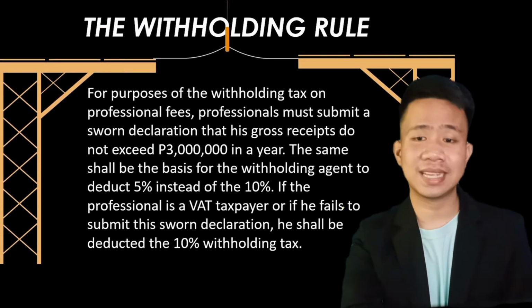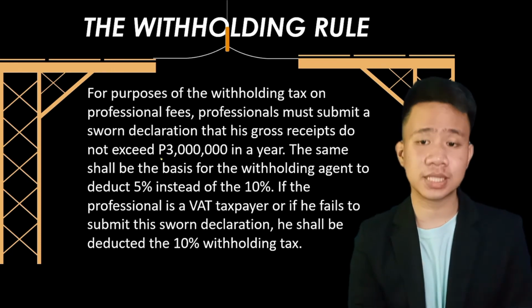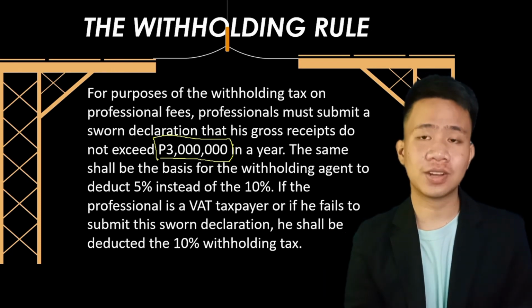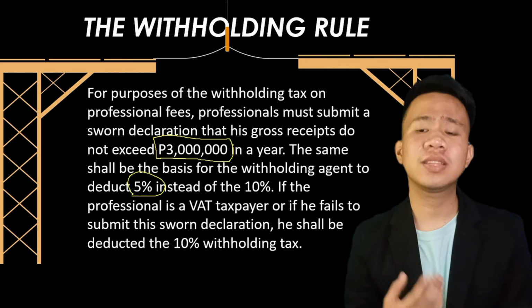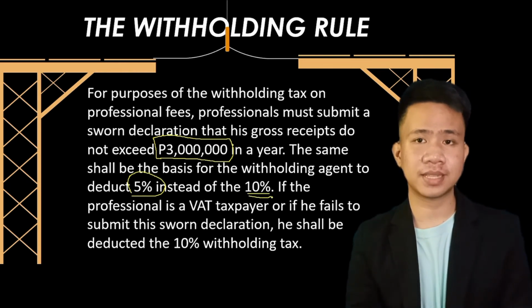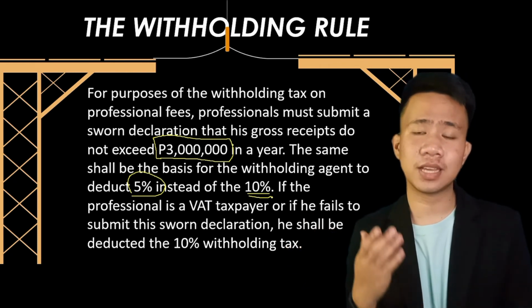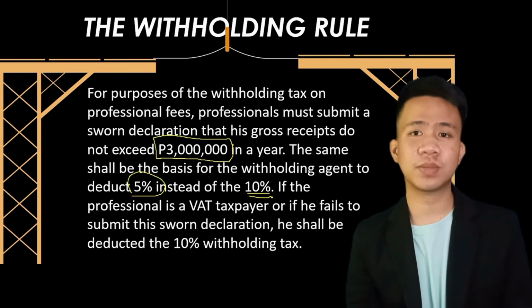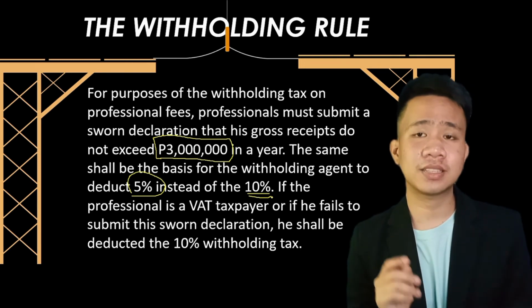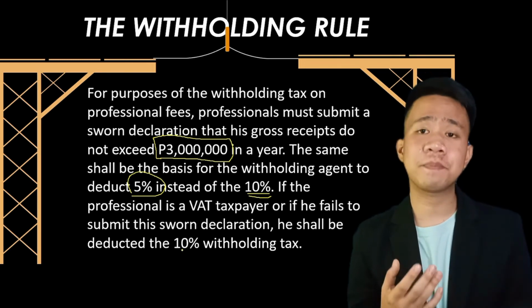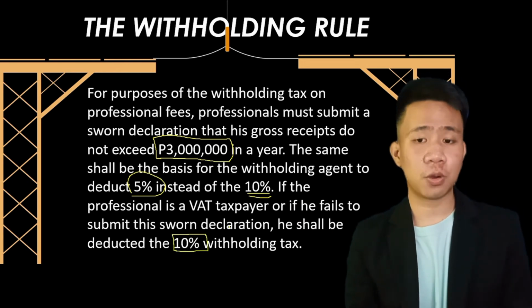So for the purposes of withholding tax on professional fees, professionals must submit a sworn declaration that their gross receipts do not exceed 3 million pesos in a year. The same shall be the basis for the withholding tax agent to deduct 5% instead of 10%. So if you present a sworn declaration that your gross income does not exceed 3 million pesos in a year, instead of 10% deduction, the deduction will be only 5%. But if the professional is a VAT taxpayer, or if he fails to submit this sworn declaration, he shall be deducted the 10% withholding tax.